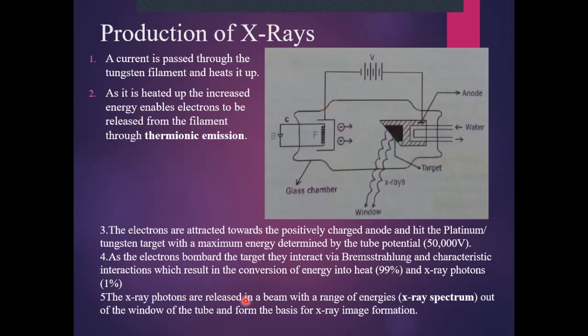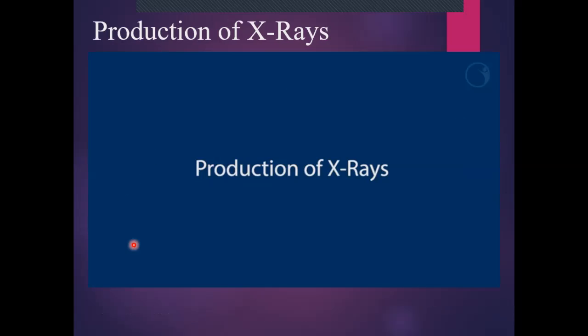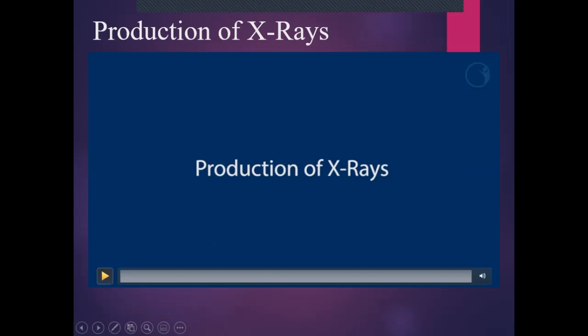So the X-ray photons are released in the beam with a range of energies, the X-ray spectrum, out of the window of the tube, and form the basis of the X-ray image formation. As 99% of the energy is converted into heat energy, this anode becomes hot, so it has to be cooled. For this purpose, a water outlet is used. This phenomenon can also be understood with the help of this video.